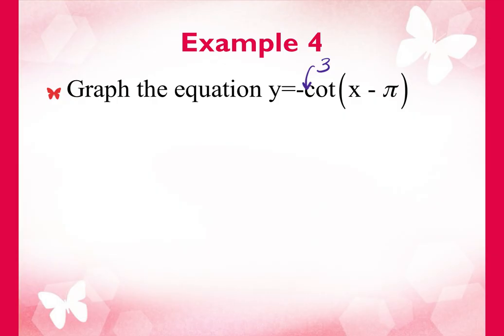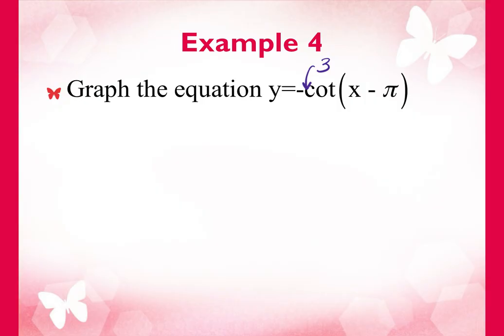What's the negative on the front of this causing? A reflection, which means this cotangent curve is going to take on the shape of the tangent curve. It does not mean those would be the same things. Negative cotangent does not equal tangent. The shape flips so it looks the same, but your asymptotes would not be at the same spot.